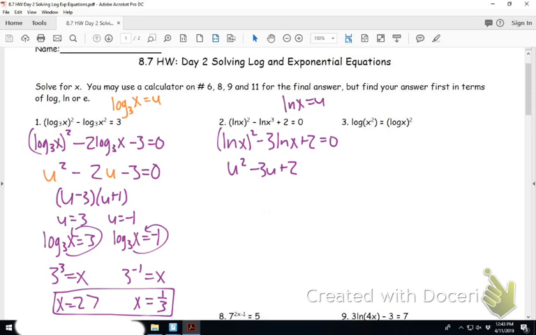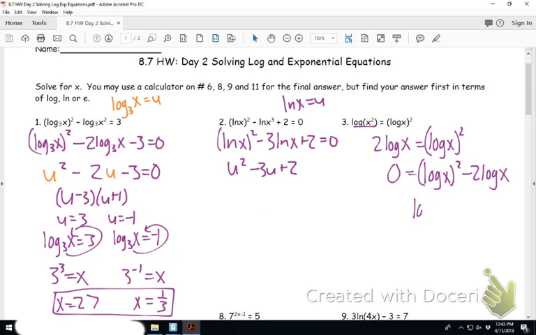Number 3 uses that same idea, but it's a little bit harder to see, okay? Again, on number 3, on the first one, the squared is on the exponent, so I can rewrite that as 2 log x. Now, in order to factor, it has to be equal to 0, so I'm going to move that to the other side. So now, on this one, if you want to replace it with u, you can, but this one's actually kind of easy to see without replacing. Both of these terms have a log x in it. So what I can do is take log x and factor it out. So then I'd be left with log x minus 2.